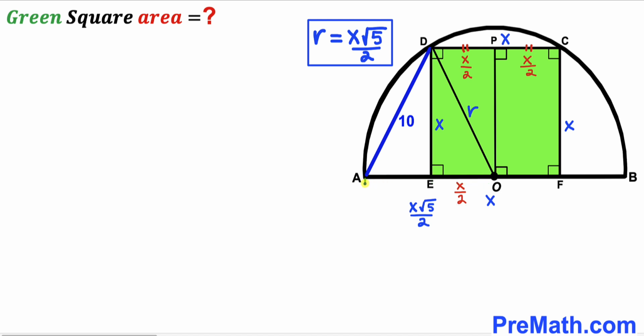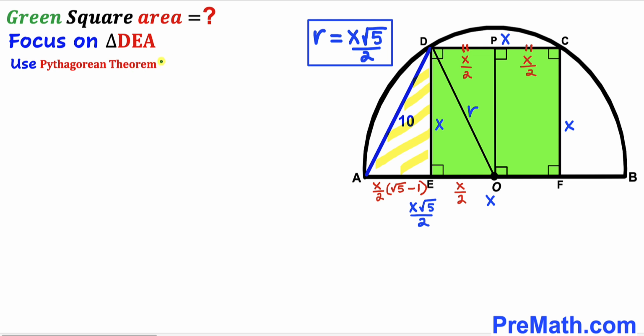So this remaining segment AE is going to be equal to the radius x times square root of 5 divided by 2 minus x divided by 2. If I factor out x divided by 2, we are going to have square root of 5 minus 1. So this segment AE length turns out to be x divided by 2 times square root of 5 minus 1. Now let's focus on this right triangle DEA, and we are going to apply the Pythagorean theorem on this triangle as well.